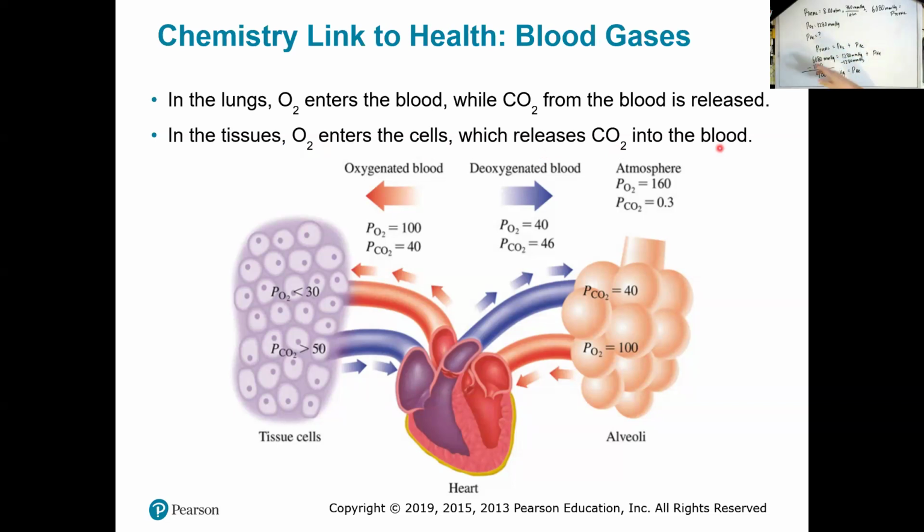Why is there CO2 in your blood? Well, the tissues are putting it there because they don't need the CO2. What they need is the oxygen. So it's very cyclical that way. And you're going to see the pressures change based on where you are in the body. When you're in the tissues, the pressure of your oxygen is less than 30, and the pressure of your carbon dioxide is greater than 50. And so your tissues are going to get rid of some of that carbon dioxide.